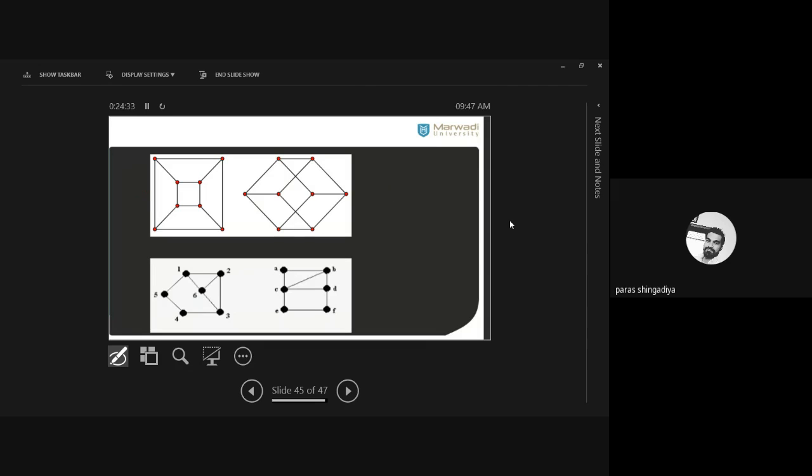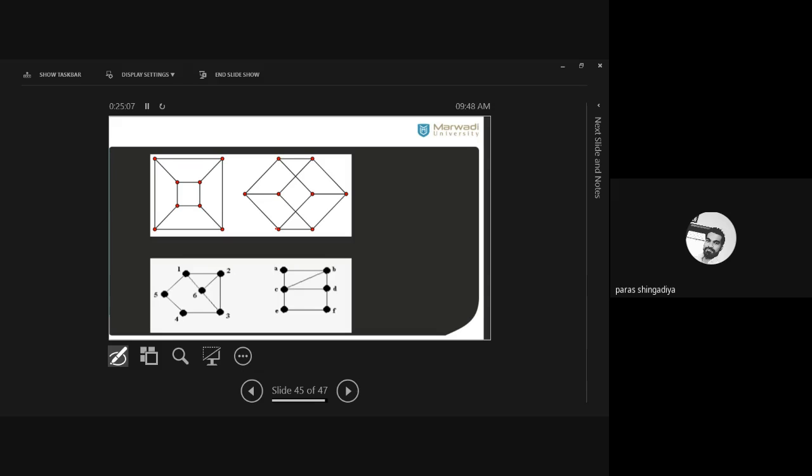Okay, and now two more graphs. In the first graph, there are 8 vertices, and both have the same number of vertices. Okay, clear? This first pair we'll check now, and both have the same number of edges also. 4 plus 4 plus 4, 12. There is a 4 plus side P4 and the inside 4. That is also 12 edges. Okay, that is 8 vertices and 12 edges.